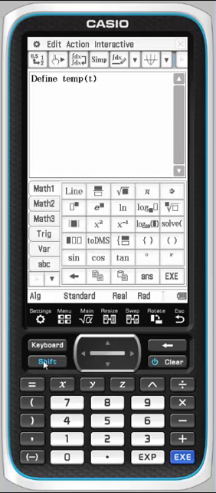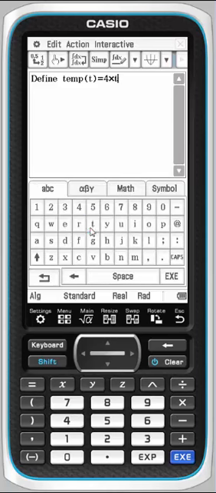Not that this is supposed to really mean anything. I'm just going to make it up: 4 times t minus 1. Execute. So now if I take the function called temp and put in a 3, it will compute it. So you can even use words that are meaningful. This can be really powerful to use in the classroom.